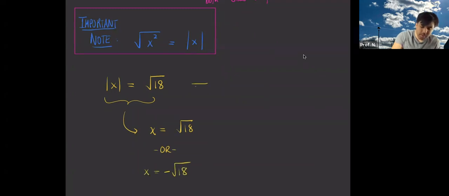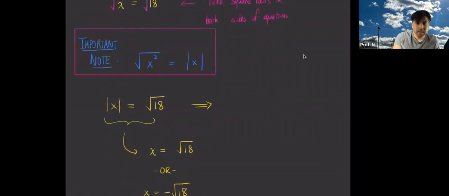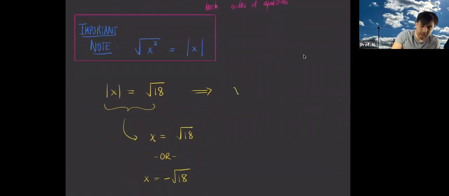That is why when you take the square root of an x squared, sometimes people write it this way. x is equal to plus or minus square root of 18. That's where the plus or minus comes into play. Because anything inside here could be positive or negative. When you take the absolute value of a positive or negative, you'll always get positive. That's the idea. So x is positive or negative rad 18.